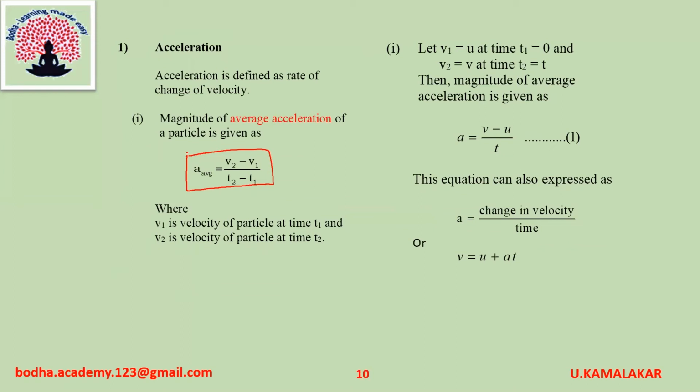Let v1 = u at time t1 = 0 and v2 = v at time t2 = t. Then magnitude of average acceleration is given as a = (v - u)/t. This equation can also be expressed as v = u + at.